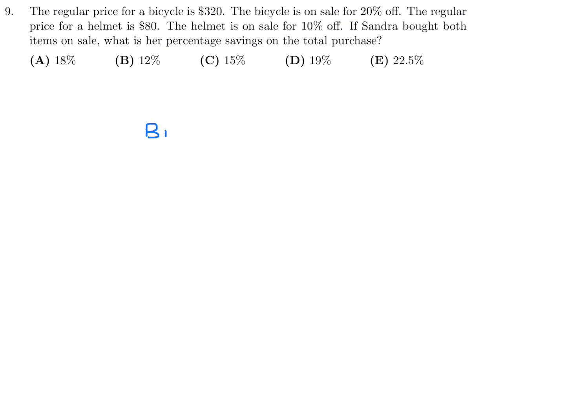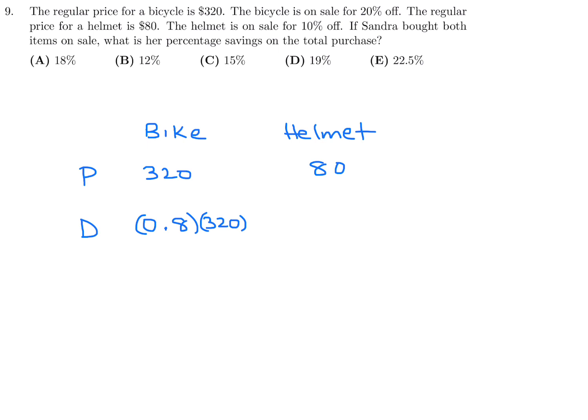So we have the bike, and then we have the helmet. And originally the regular price is $320 and $80 for those two items. The discount is 80% of the regular price because it's a 20% discount. So you'd multiply 0.8 times 320, and that gives you 256 for the bike. For the helmet, it's only a 10% discount, so you multiply by 0.9 the regular price, and that gives you 72.